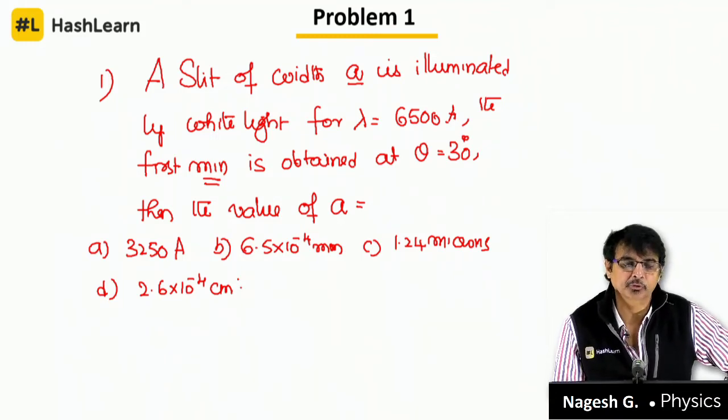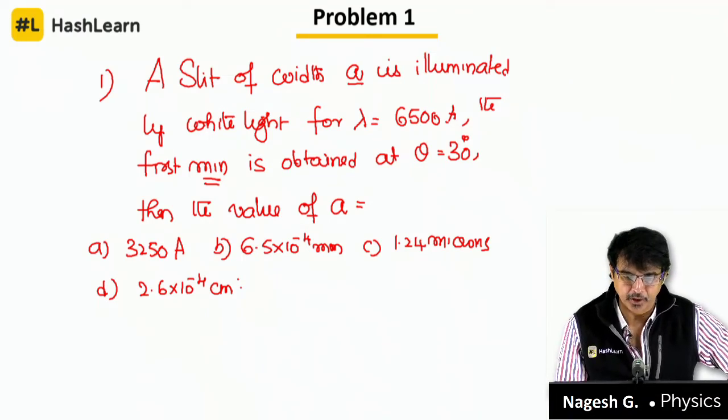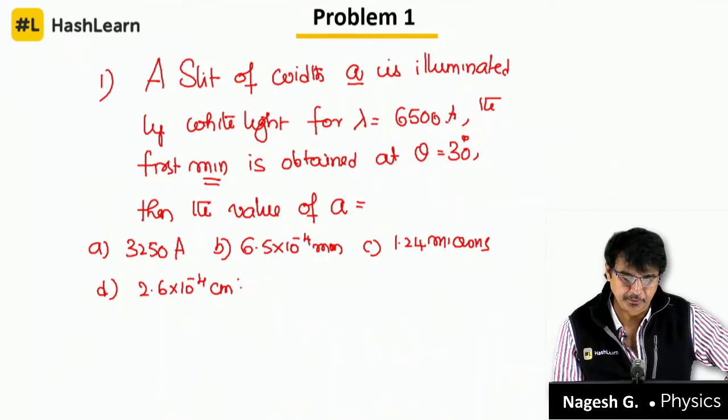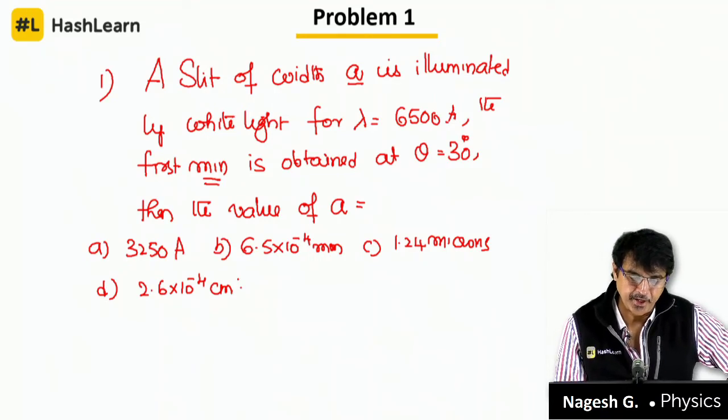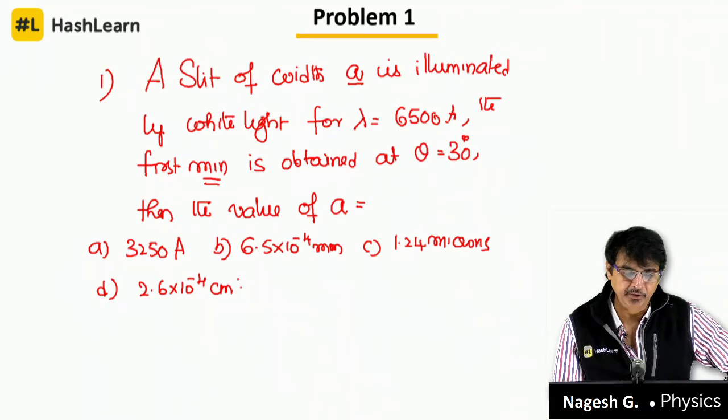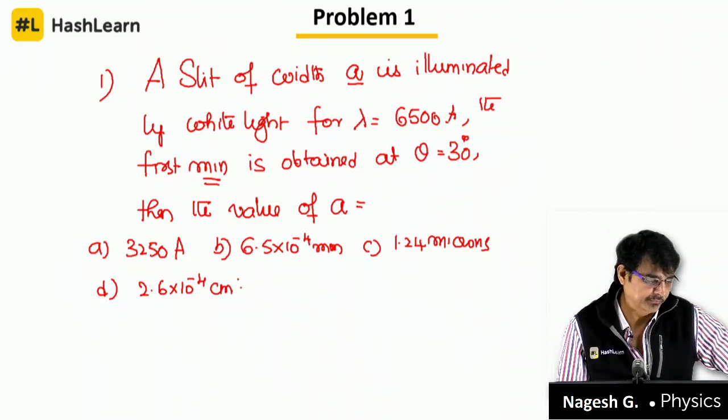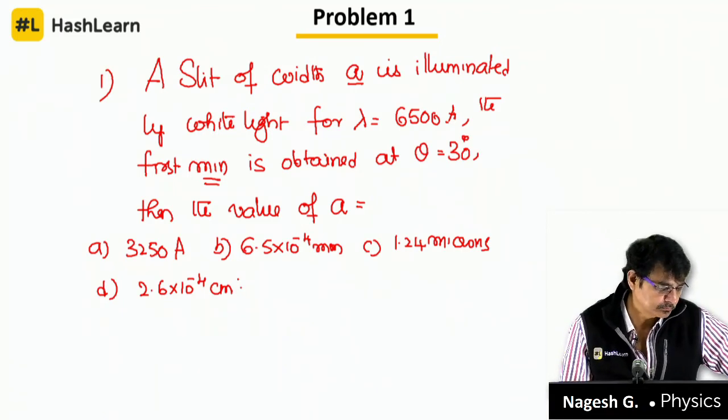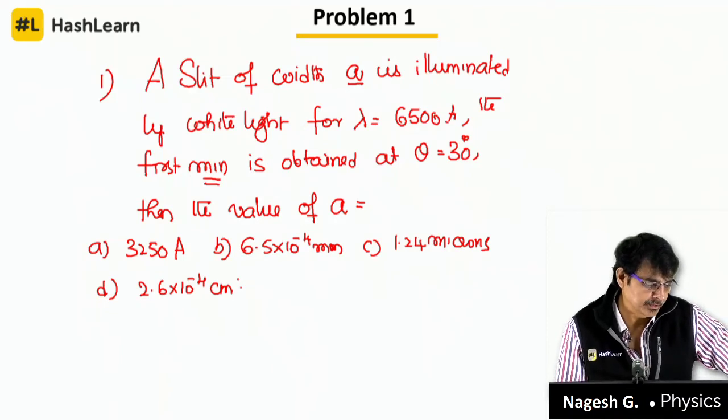A slit of width small a is illuminated by white light for lambda equal to 6500 angstroms. The first minimum is obtained at theta equal to 30 degrees. Then the value of a is here. This is the problem where you will be asked to find the slit width.